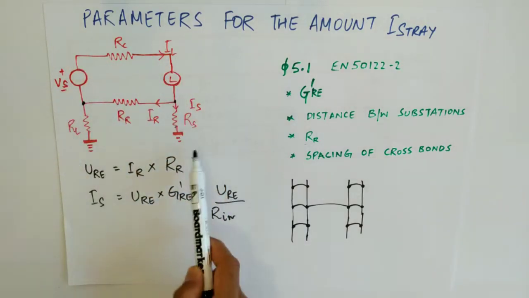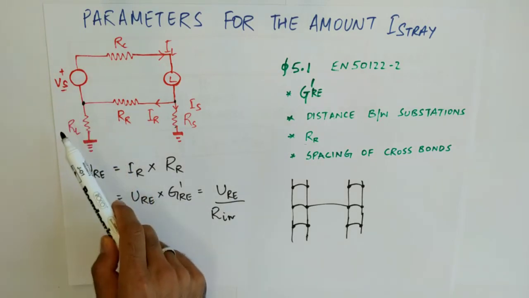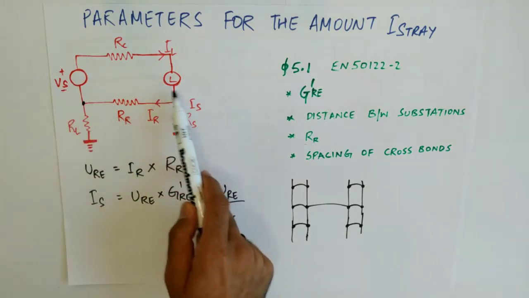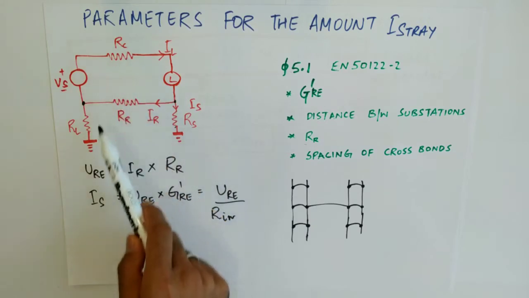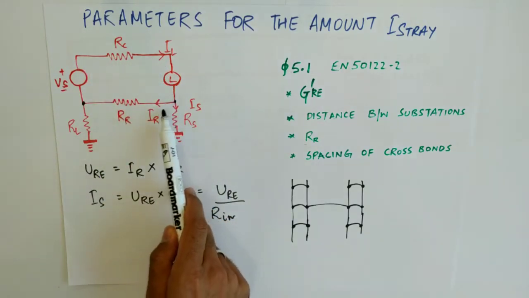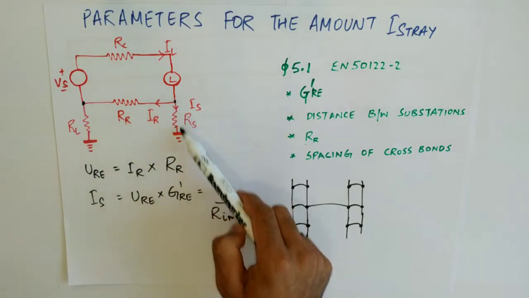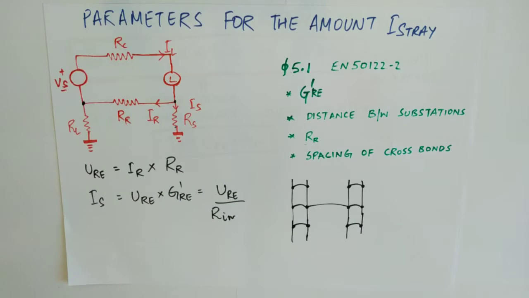This was the basic model which we discussed in the previous lecture. Here Vs is your traction substation, your source. L here is your rolling stock, your load. Rc is the conductor resistance, that is the catenary or the third rail. Rr here is the resistance of the running rails. And Rs and Rl are your leakage resistance.